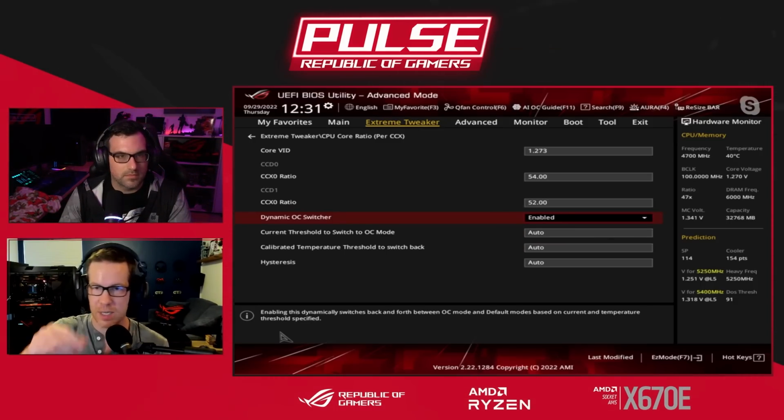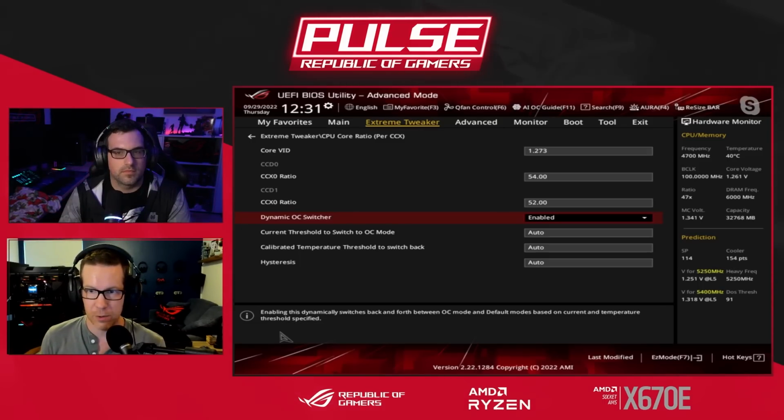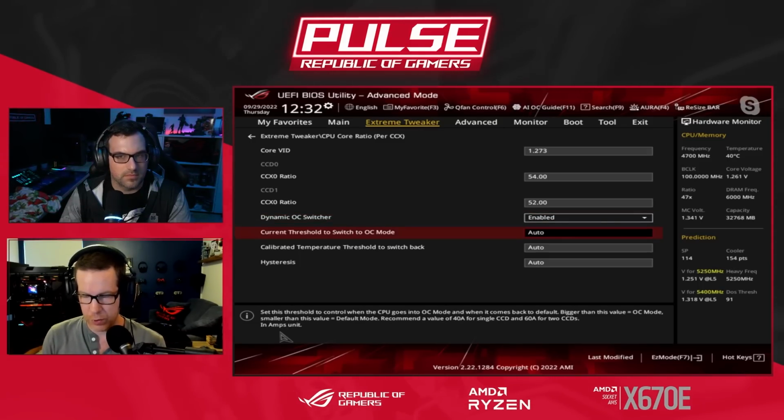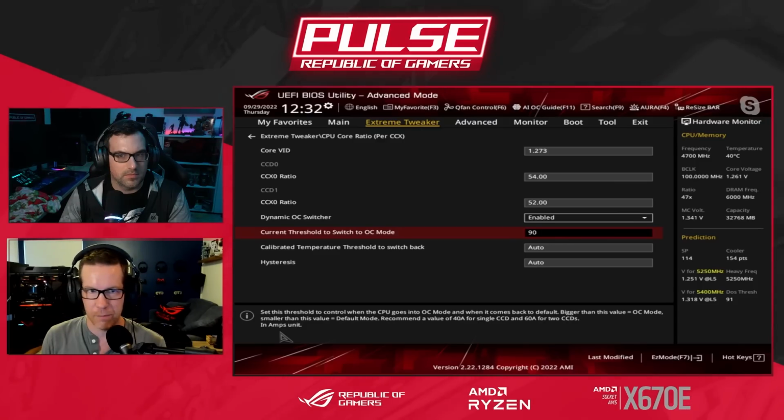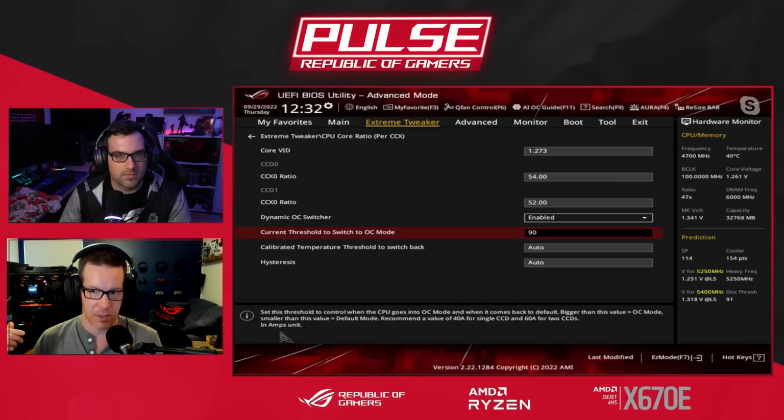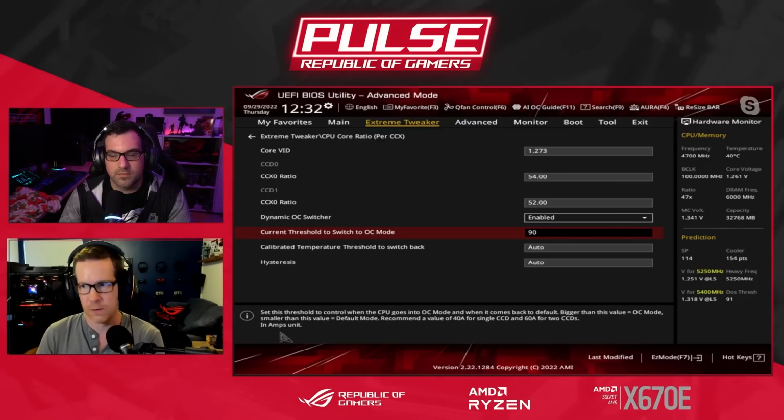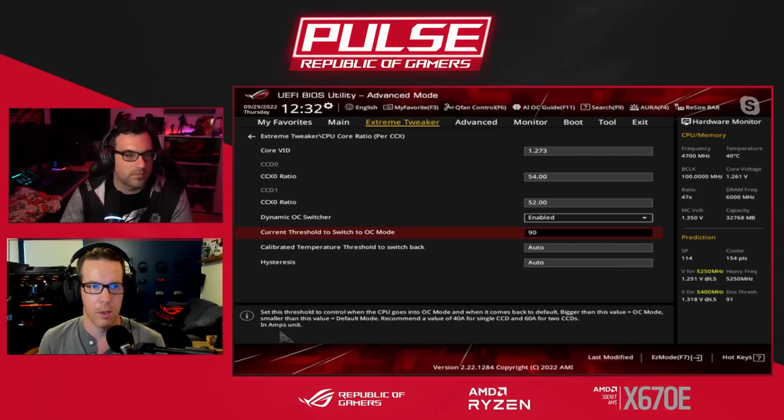That's why we switched this dynamic OC switcher to enabled. For the current threshold, this is in amps. We're going to put that at 90 amps for this particular chip, the 7900X. It could be different if you have like a 7600X or whatever.